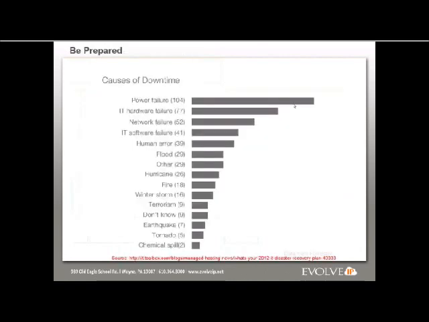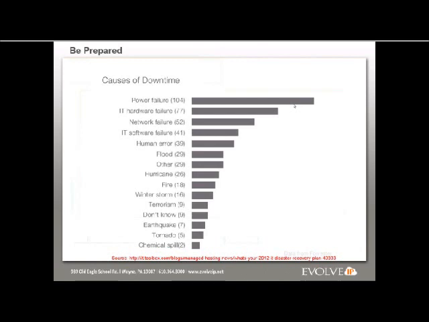So the next piece here is titled Be Prepared. What are the causes of downtime? This is from Forrester Research, a couple years old, but still very relevant. Power failure is your #1 offender. So power is not perfect. Power goes out all the time here in our area, in the Philadelphia area, especially in the winter. Sometimes it's for 5 minutes. A couple winters ago, we had 3 days without power.